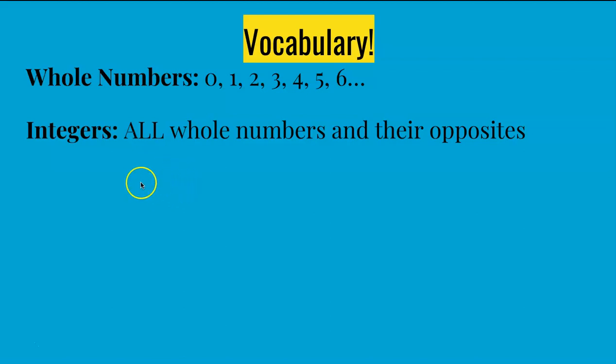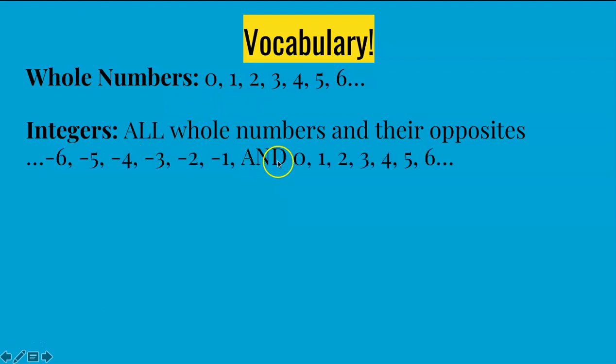Integers are all the whole numbers and their opposites. So the opposite of 1 is negative 1. The opposite of 2 is negative 2. So integers would include the whole numbers and their opposites. Integers do not include fractions or decimals or mixed numbers. So those are not integers. 1/2 isn't an integer, 8/10 is not an integer, negative 4/3 is not an integer.